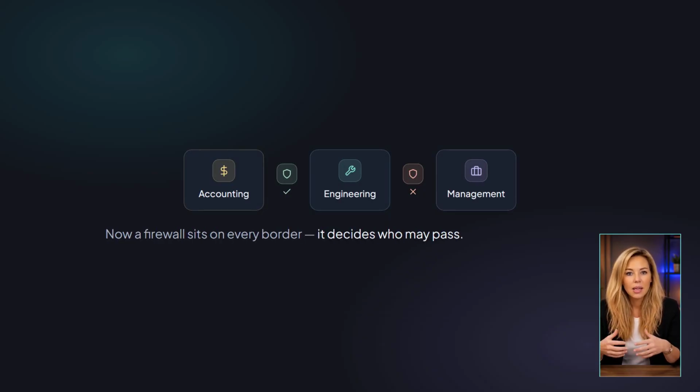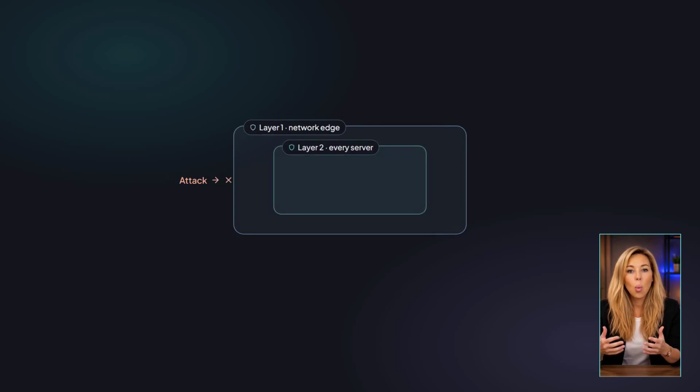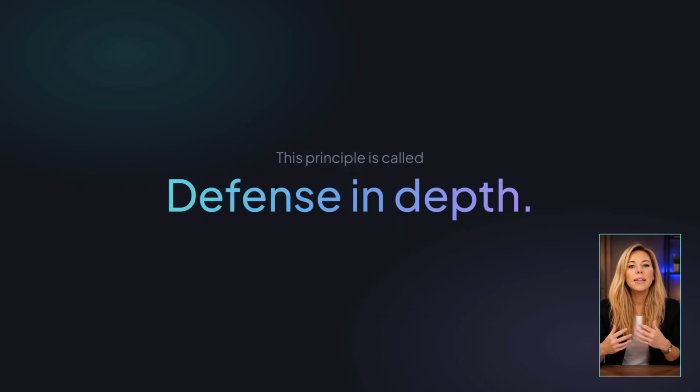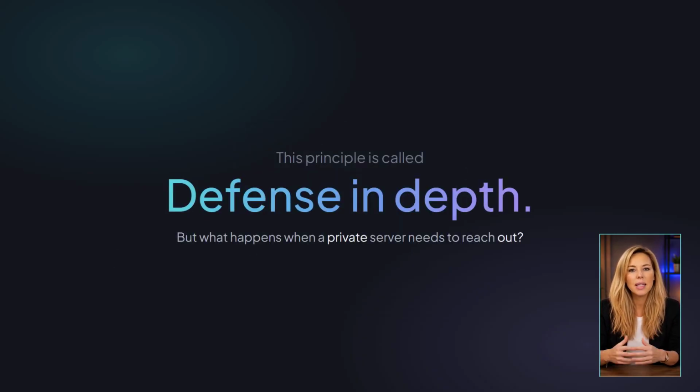And the key thing, you build firewalls in layers. One at the network edge, one on every server. If one layer fails, the next one catches it. This principle is called defense in depth.